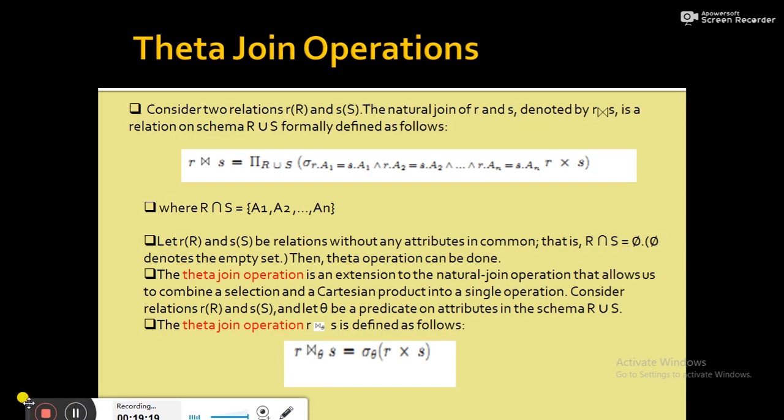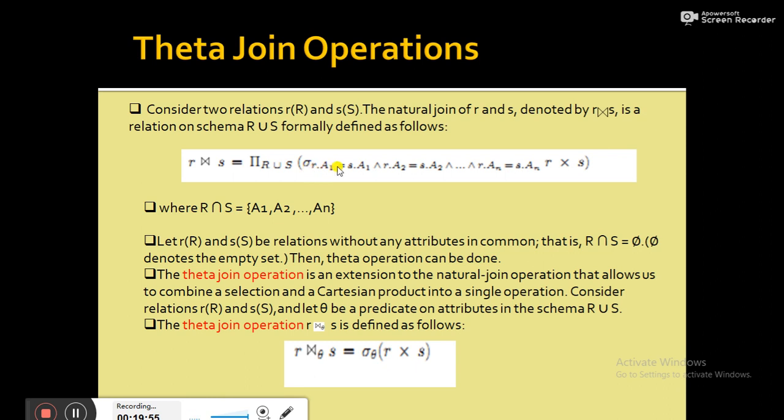The next operation is the theta join operation. So theta join is basically a kind of natural join operation, but it is not totally the same as the natural join operation. But before that, let us recap the natural join operation. Suppose R and S are two relations, and if we do R natural join S, that means it will first perform the Cartesian product between R and S, then it will perform the selection operation, and what will be the predicate?